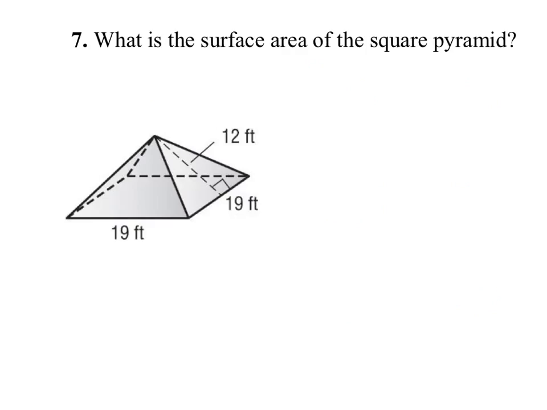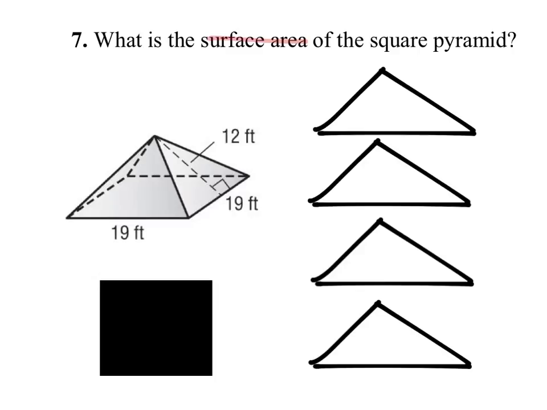Here we have the surface area of a square pyramid, not the volume. So we have to be careful. Make sure that we're paying attention to what exactly it's looking for here, and that's surface area. So we need to acknowledge here that we have 4 triangles and a square. Alright, so here are my 4 triangles.